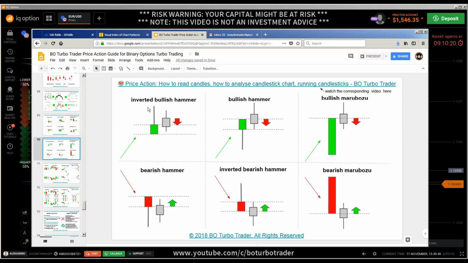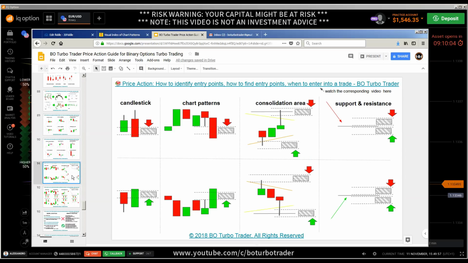If you don't get a strong candle after an inverted bullish hammer, which is a trend continuation pattern, you can expect that on the next candle price will most probably reverse, because the trend is losing momentum. That is what this kind of topic is about.